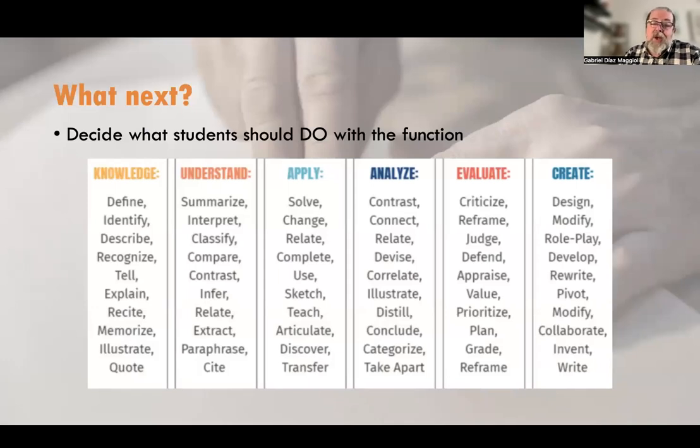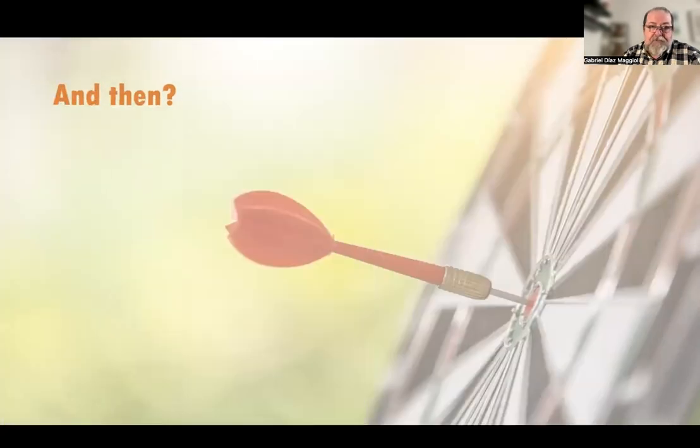Or if you want them to check whether they understood, they compare, they classify, they contrast, they infer, and so forth. Each of these levels of thinking goes deeper and deeper. So when we get to the create, the students are using everything they know to provide something new. But what do you want them to do with that function? If you want them to understand, you're going to focus on listening and reading. If you want them to move on into apply and create, you may have to use speaking and writing.